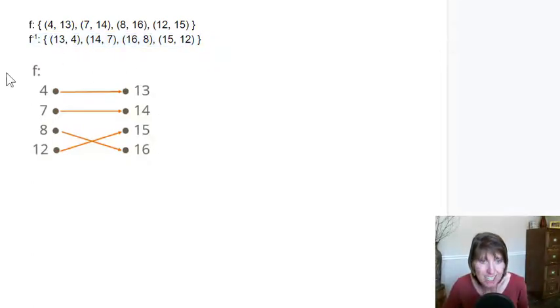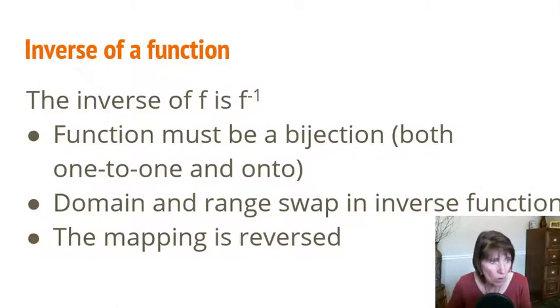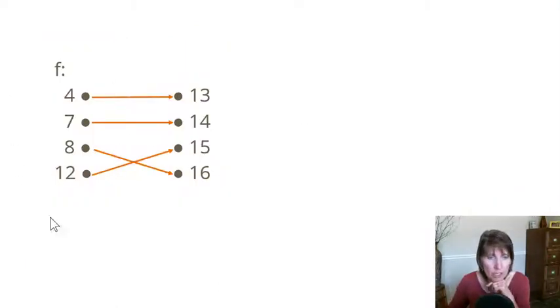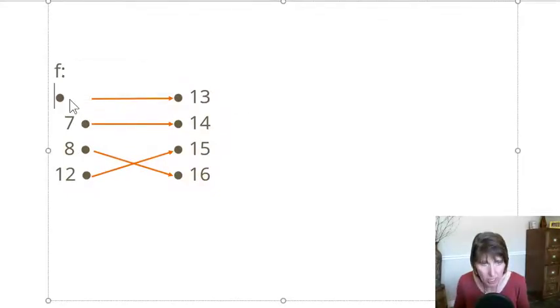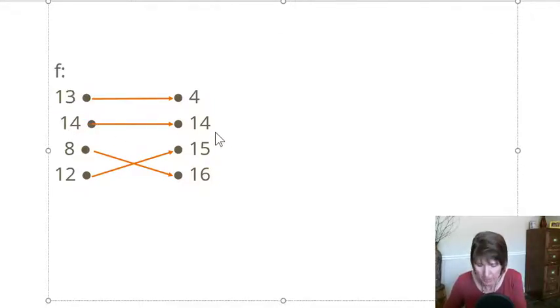Now, here's that same function, but it's defined using an arrow diagram. So let's see if we can swap that. Here's that function. What does it mean to swap that? What it means is that you have to swap the values on the relationships. So every time there's an arrow, you're going to swap those values. So the 13 comes over here, and the 4 goes here. The 14 comes over here, and the 7 comes here.